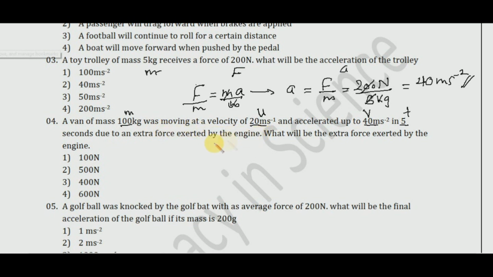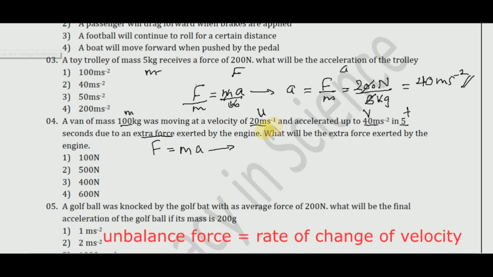Seconds. Due to the extra force exerted by the engine, you can see the extra force is exerted. Extra force means there's an unbalanced force. This is the force then. What will be the extra force exerted by the engine? So to find the force, you just can't apply this equation F equals ma. You're going to find a first, because a is not given here directly, but indirectly you know acceleration is equal to change of velocity. That means v minus u, final velocity minus initial velocity, divided by time.